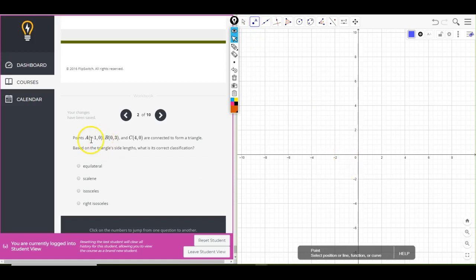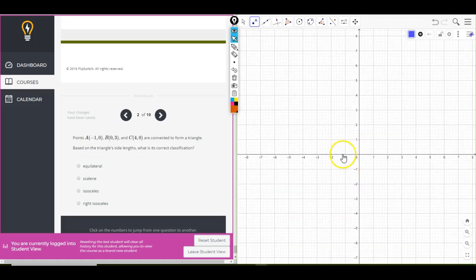The reason I'm doing this is because I want to use something that is going to help me to quickly solve this. So point A is located at -1, 0, so I'm going to click at -1, 0, and I'm going to click this name, so it does name it, and then I'm going to click at 0, 3 for point B, and I'm going to click at 4, 0 for point C. So here's the outline of that triangle.